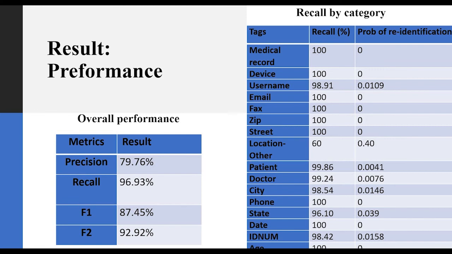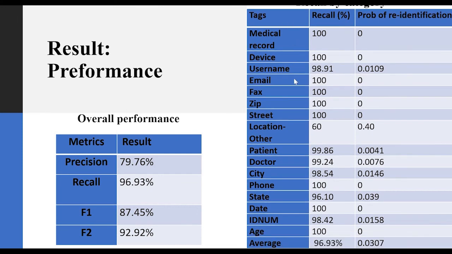The results show that ARTPHIL achieved an overall F2 score of 92, with a recall of 96 and a precision of 79. A high recall is generally preferred over high precision, as it measures the percentage of PHI that is correctly identified, and the privacy of the data subject is preferred over encrypting unnecessary words. This table shows the recall for each PHI category and the probability of re-identification risk if the PHI is not detected.